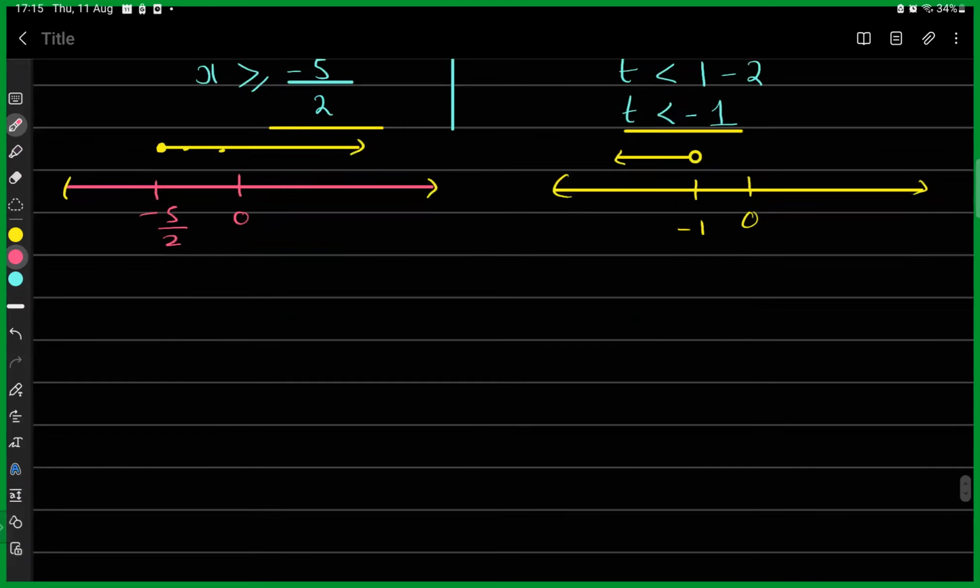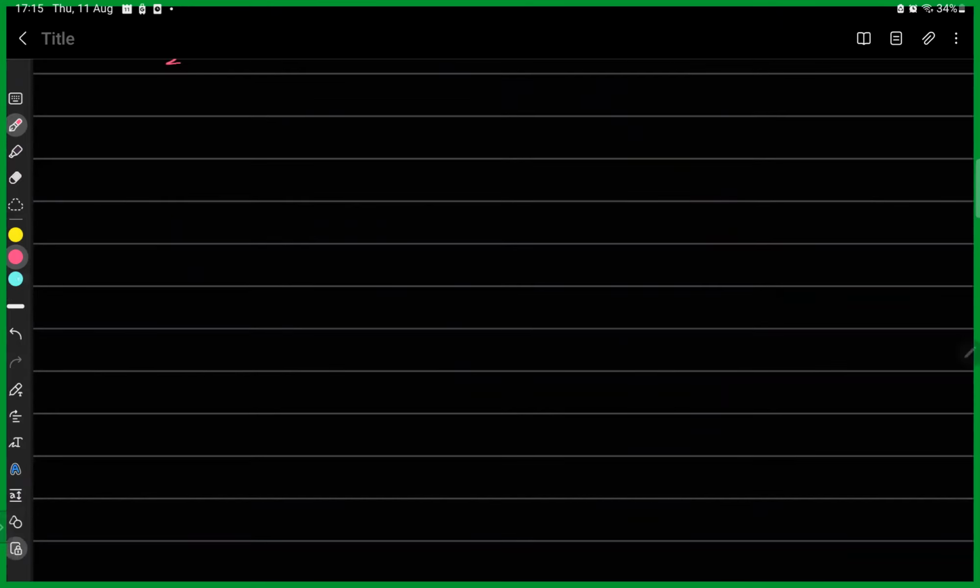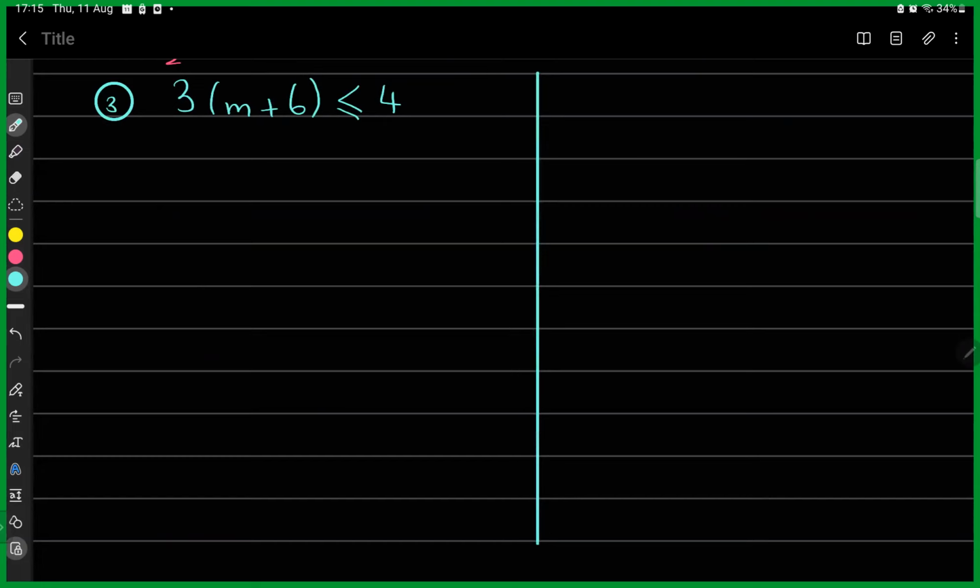Okay, let's talk about some more questions quickly. Third one is 3 into (m plus 6) is less than equal to 4, okay? And if we talk about the solution, it's very simple. So now let's do it that way. Think about it as an equation. If this was an equation, you have two methods. Either you can directly take this 3 on the other side, or you can multiply this 3 with m and 6 and then expand. Okay, so both the methods would be correct.